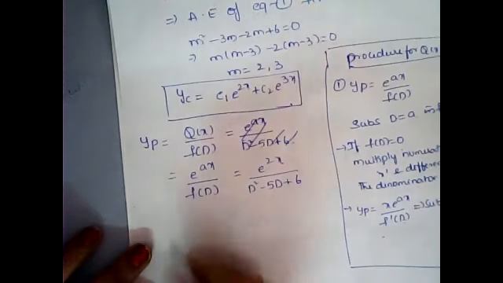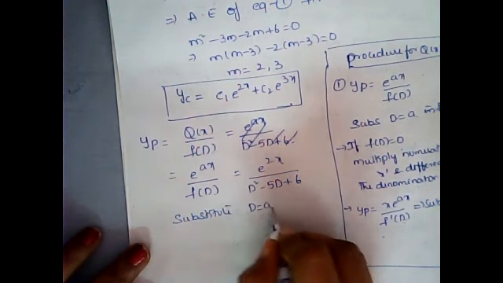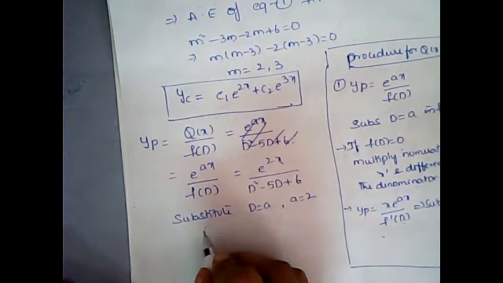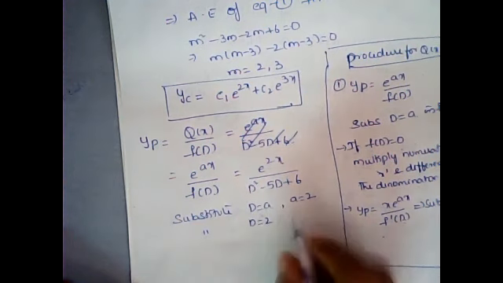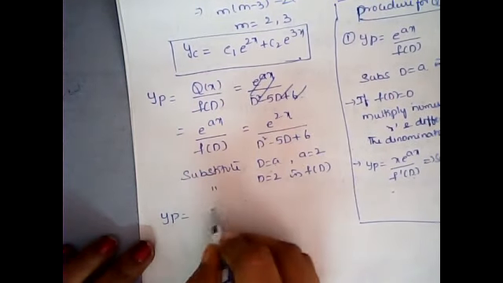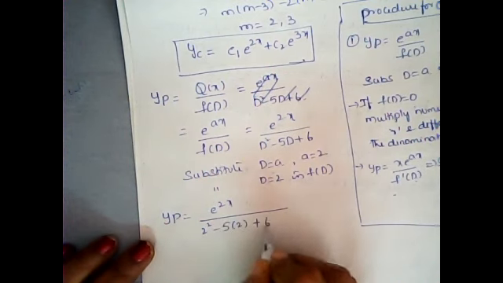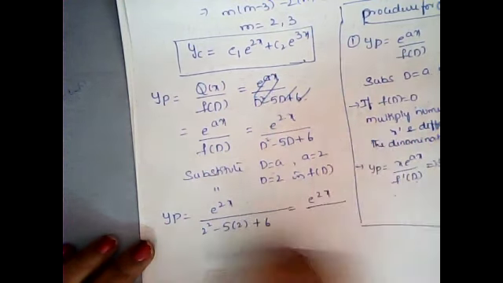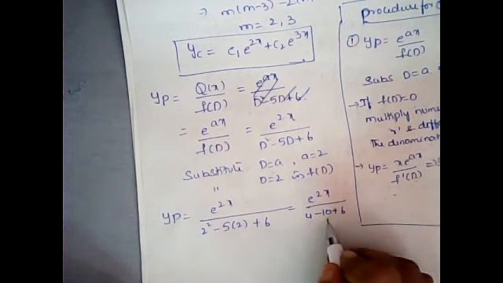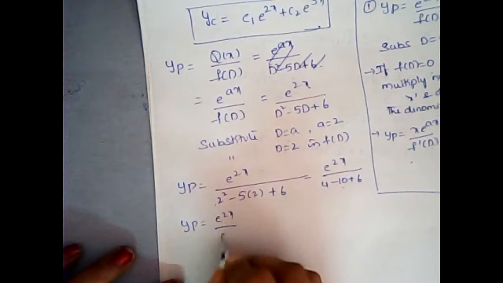Now we need to substitute D equals a. What is the a here? A is nothing but 2. So a equals 2 means I need to substitute D equals 2 in f of D. So yp equals e power 2x by 2 square minus 5 into 2 plus 6, which is 4 minus 10 plus 6. Here plus 10 and minus 10, so the denominator is becoming 0. So yp equals e power 2x by 0.